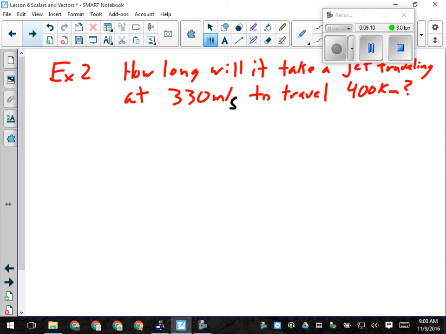And then we've done one like this. How long will it take a jet traveling at 330 meters per second to travel 400 kilometers? So what's wrong with something given to me in this question? Not so much wrong, but what's going to give me trouble?